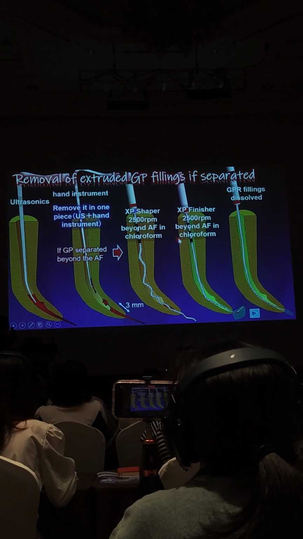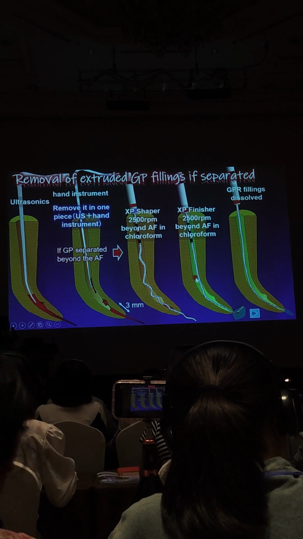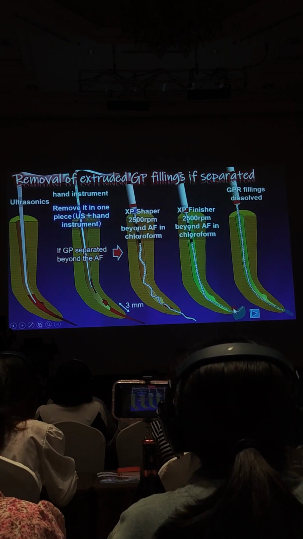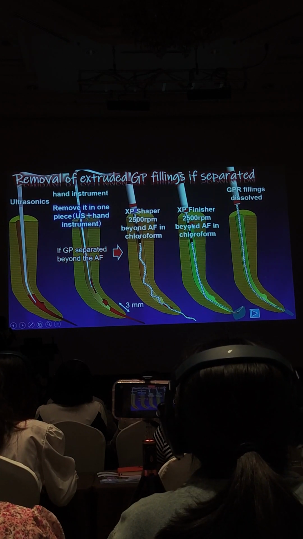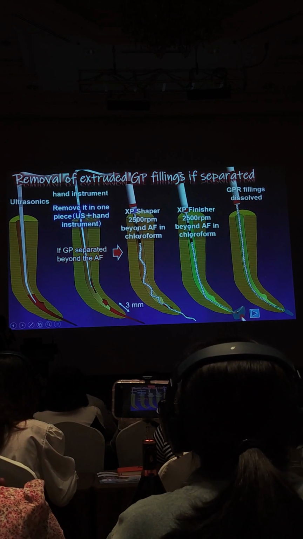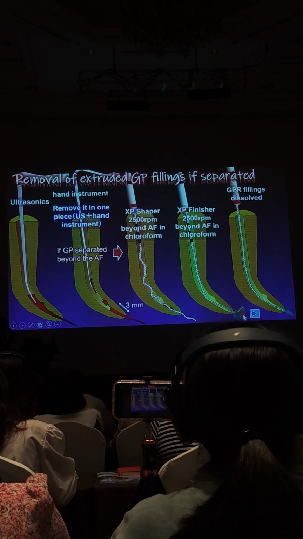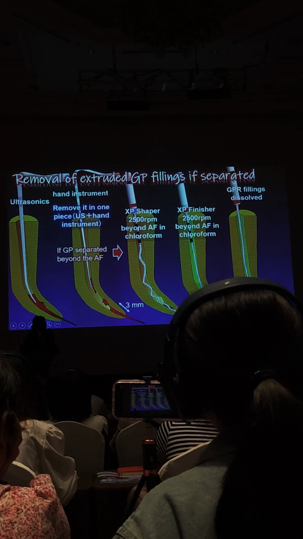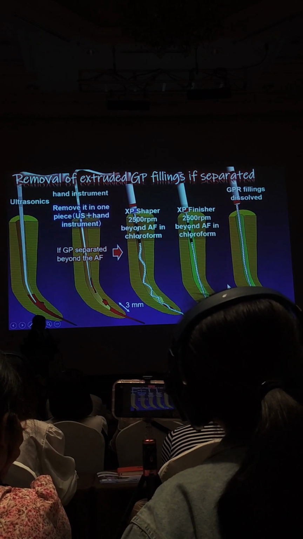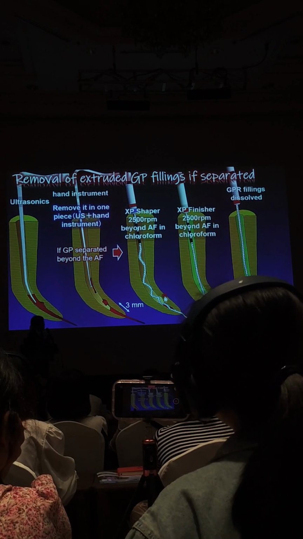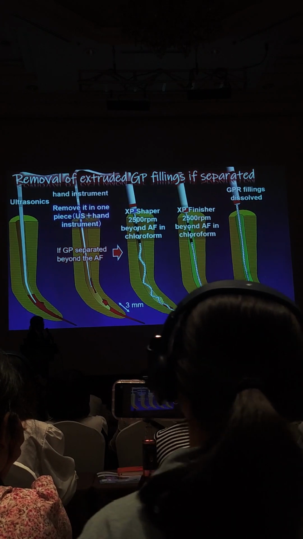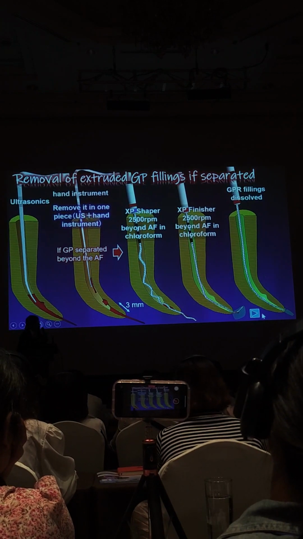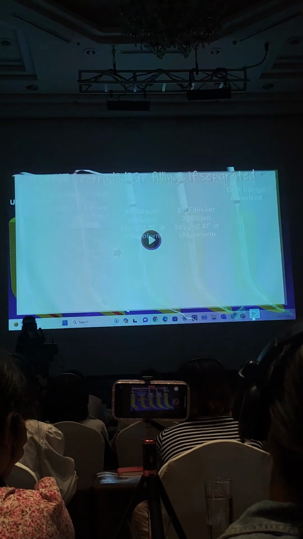So you will use chloroform again. And you push it, you extrude it beyond the apical foramen. Then you spin it with an XP Shaper or Finisher. Then you can dissolve the chloroform that was extruded into the periapical tissues. Because if you use the XP Finisher, it will expand. If the gutta-percha was separated from the main root canal, that can be removed with the XP Finisher, because the XP Finisher will expand.